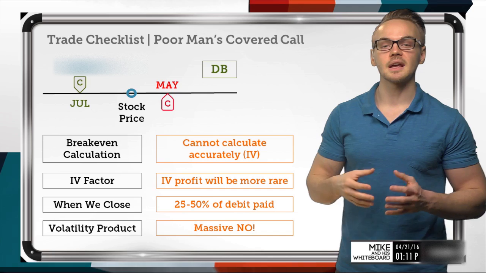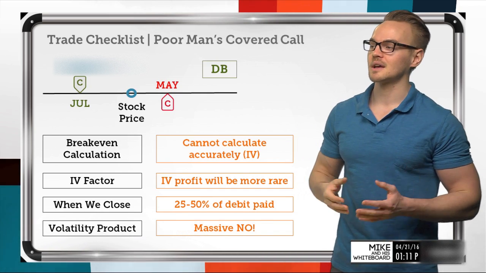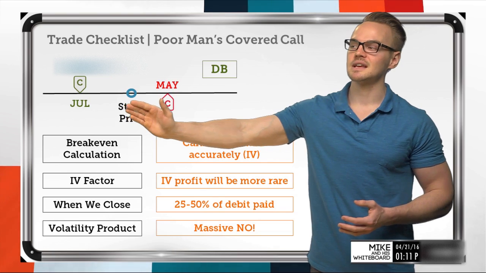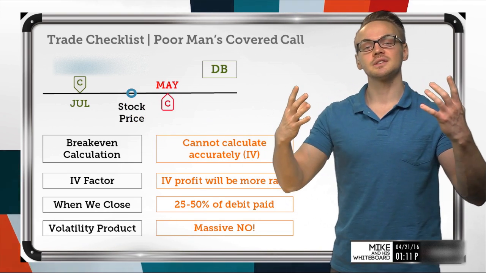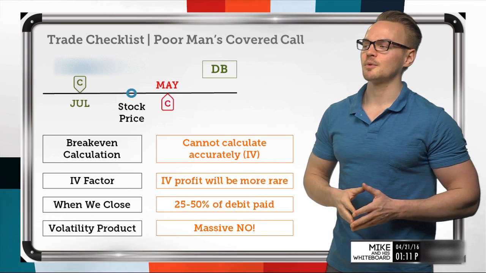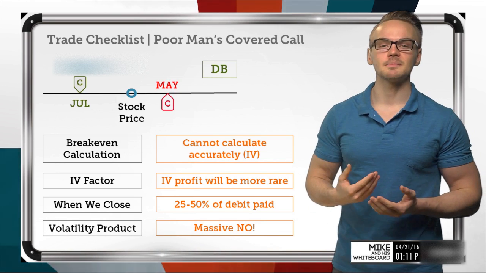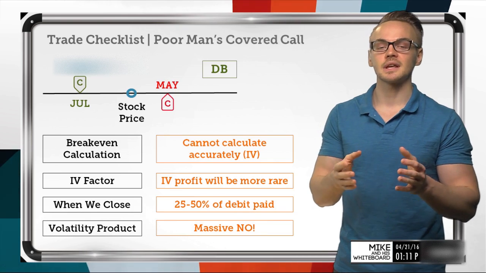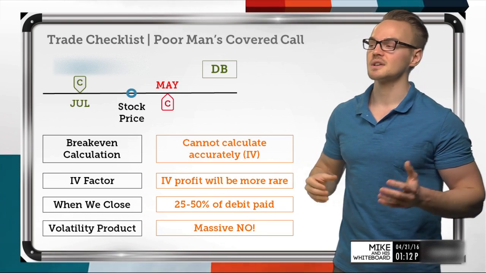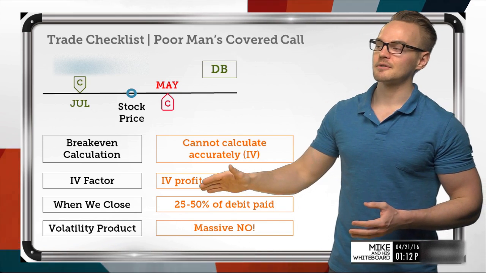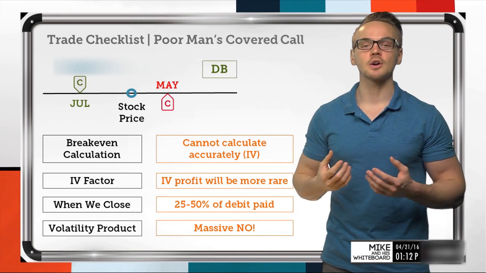It's not a sure thing, but that's normally what happens in a market. So an IV profit will be more rare unless the stock price stays right here and we see implied volatility explode for whatever reason. We like to close this strategy for 25 to 50% of our debit paid. Since we can't really calculate the max profit because of the differing implied volatilities between expirations, we usually just take the debit that we paid and add 25 or 50% to that to figure out our closing order.